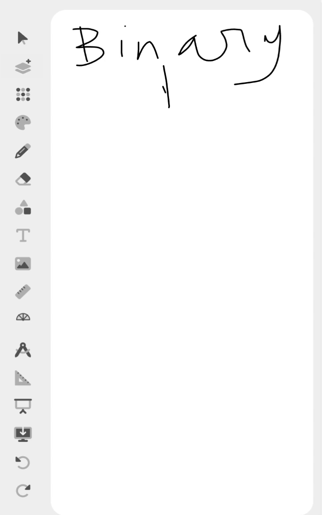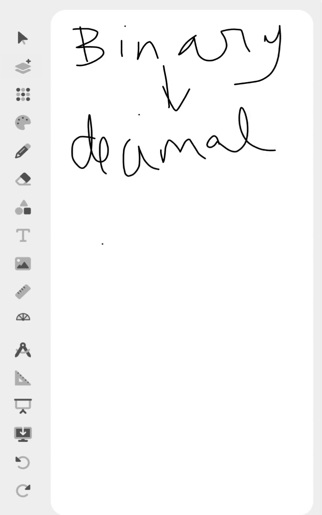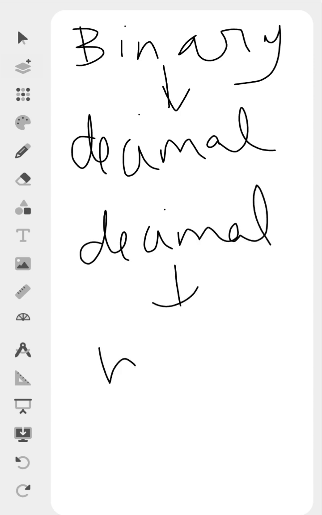So the computer is converting it because it only works in 0 and 1 form. Now, what we did is that we have a binary number and we converted that binary number into a decimal number. Now let's convert a decimal number into a binary number.